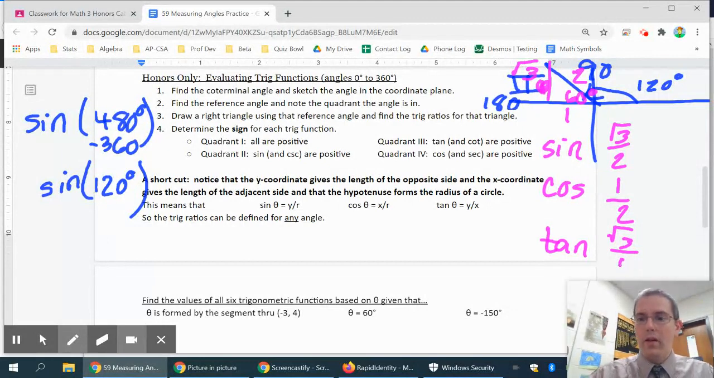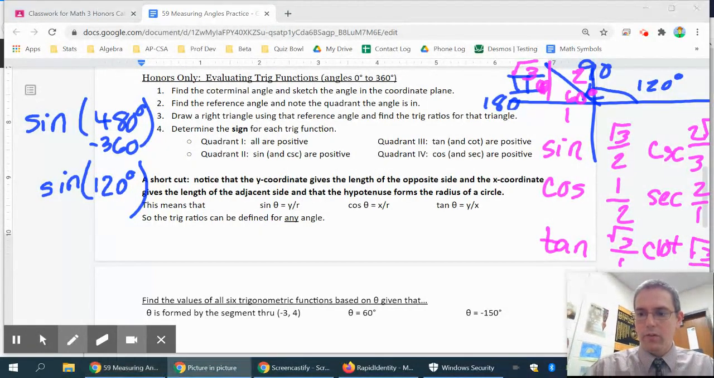And then if I wanted my other trig functions, I could just flip these upside down so that cosecant was 2 over root 3, which became 2 root 3 over 3. Ran out of room there. Secant, I would flip it upside down so it would be 2 over 1. And then tangent, I would flip that upside down to cotangent, and that would be 1 over root 3, which would rationalize to root 3 over 3.